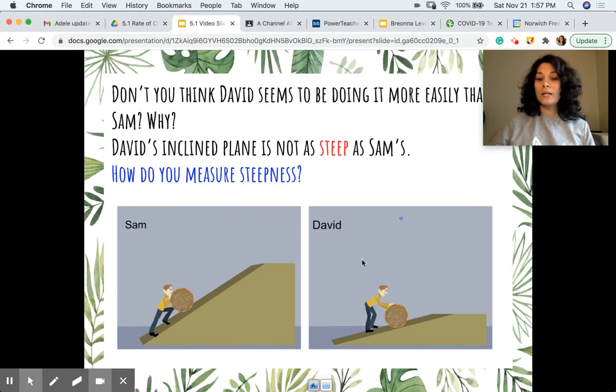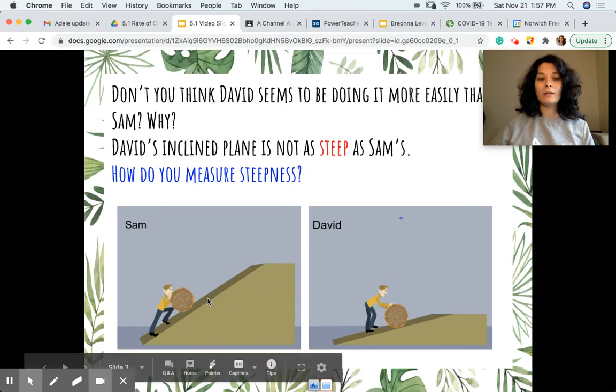Don't you think that David is going to have an easier time than Sam? Why do you think that is? Most students would arrive at the same conclusion. They might have different ways of explaining it, but when you look at the hill that David is pushing his barrel up versus Sam's, it's not as steep, right? So that's why he's going to have an easier time. It doesn't have as steep of an incline.